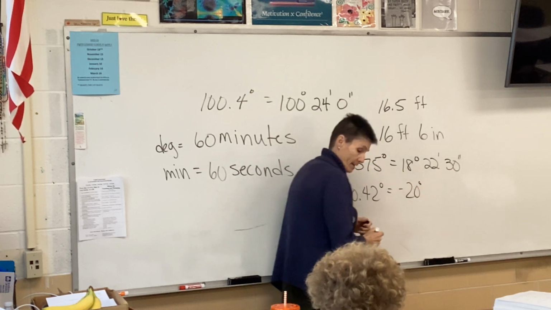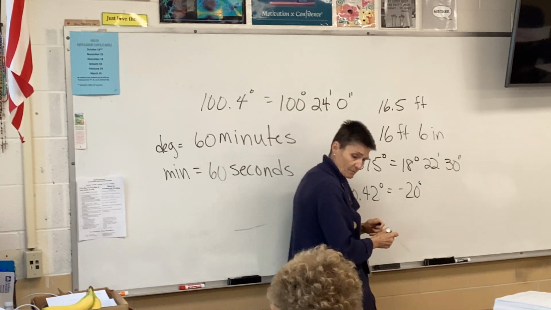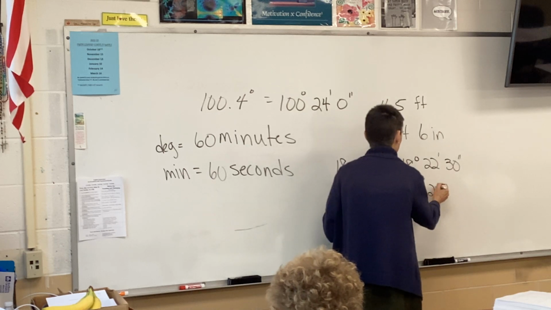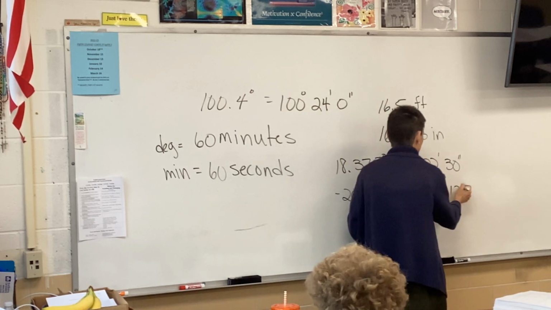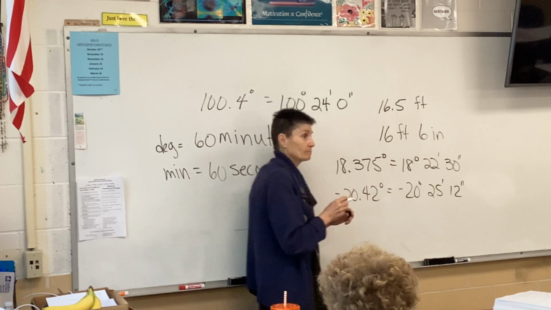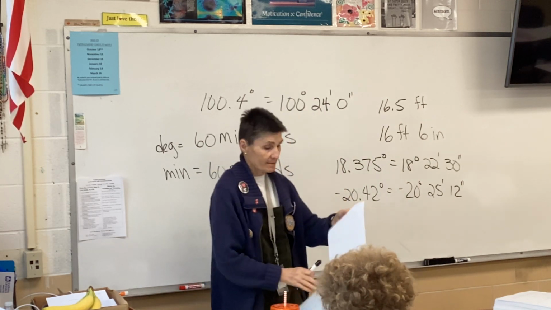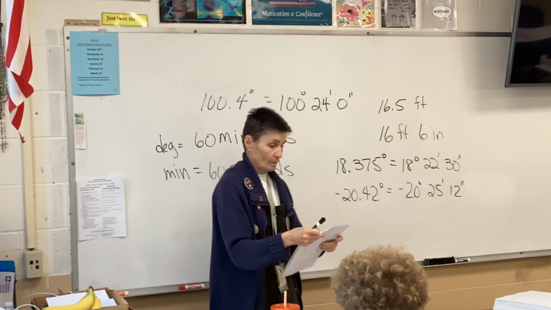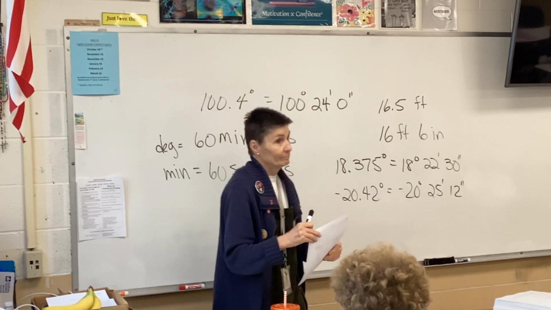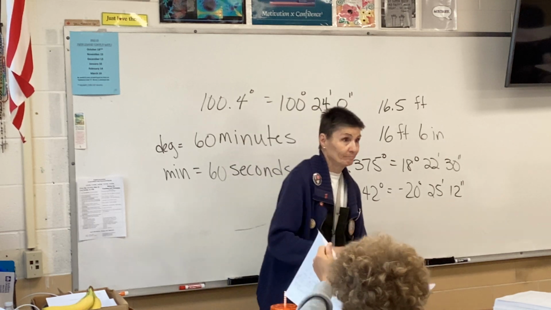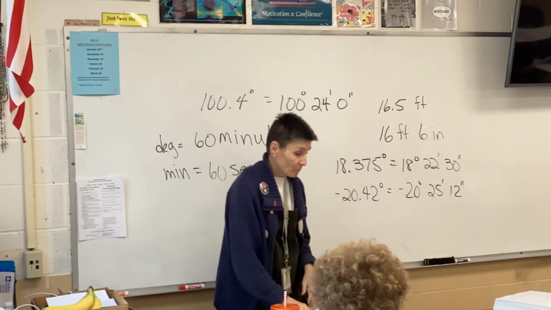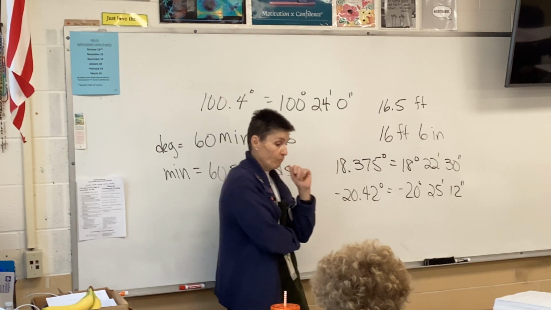Did you get negative 20 degrees, 25 minutes, and 12 seconds? How easy is that? A lot of arithmetic. All right, now take a look at number 4.